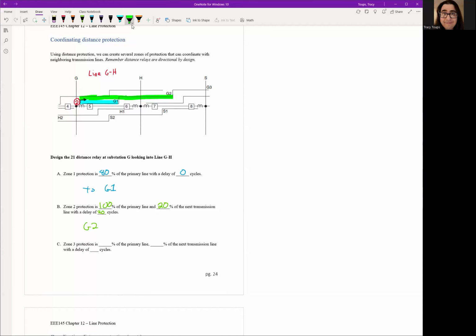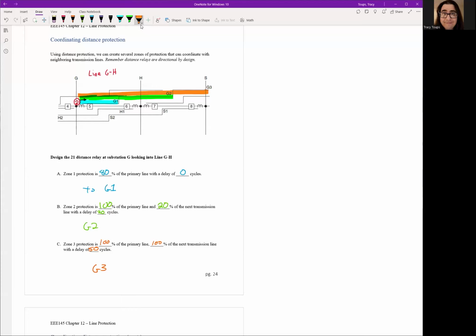All right. And then zone 3 will be 100% of the first line plus 100% of the second line. And this is that 50 cycle delay. And this should go to the G3 point. Okay, so again, make sure it's a little smaller. It can go from our relay all the way past zone 1, past zone 2. It's going to be 2 substations away. And that's our 200% zone.